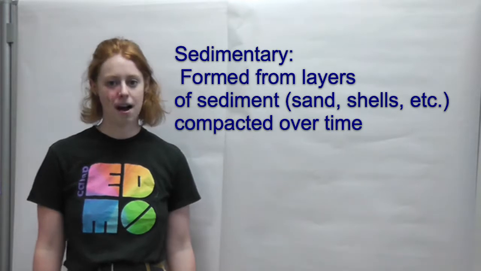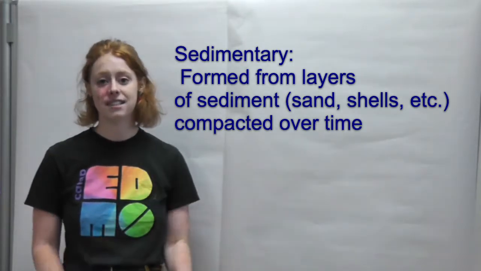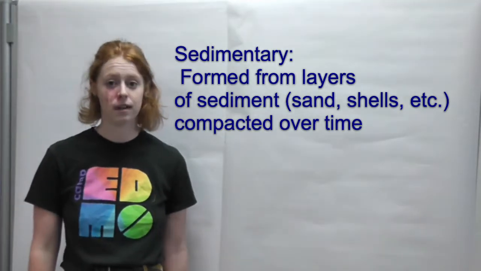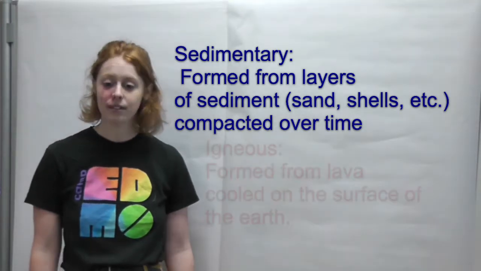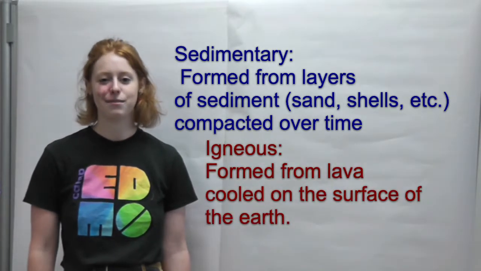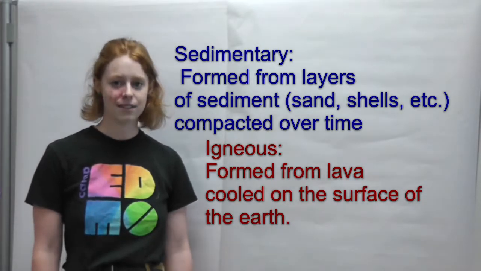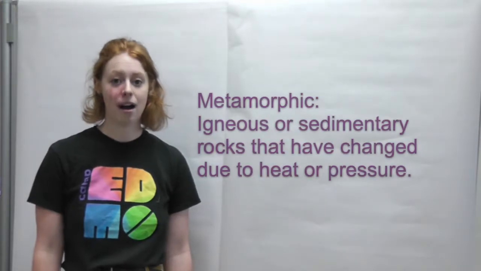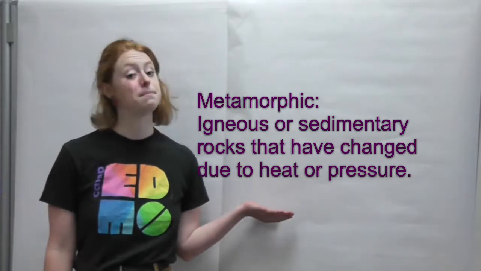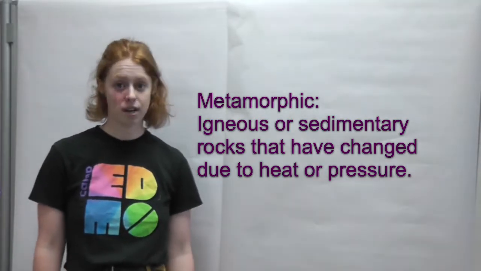A sedimentary rock is made up of layers and layers of material that have been compacted over time, such as limestone. An igneous rock is a rock that is made of lava that has cooled on the surface of the earth. A metamorphic rock is an igneous rock that has metamorphosed either due to heat or pressure.